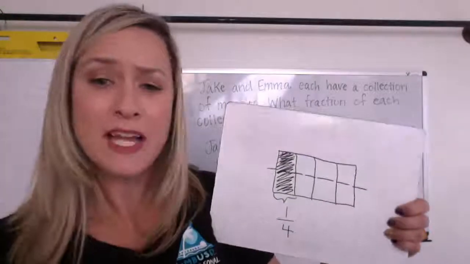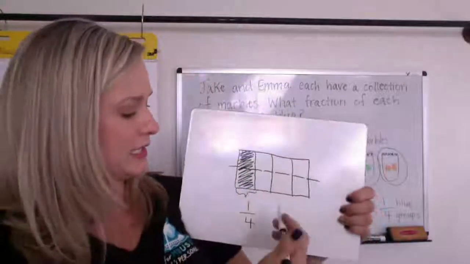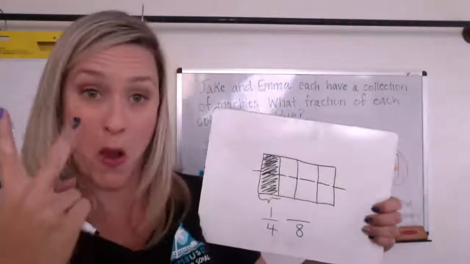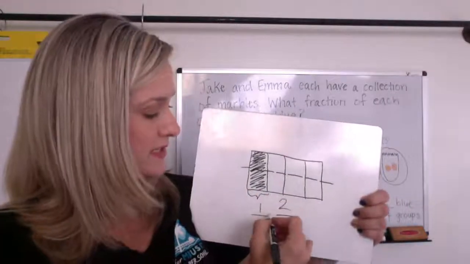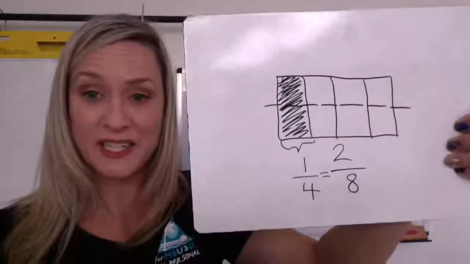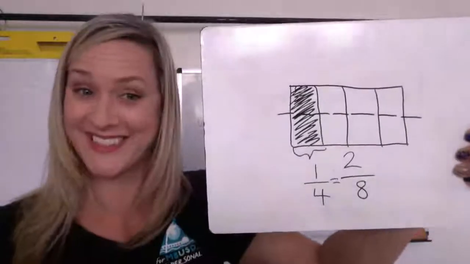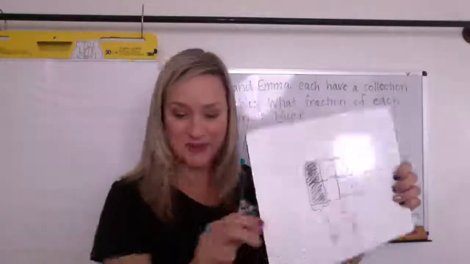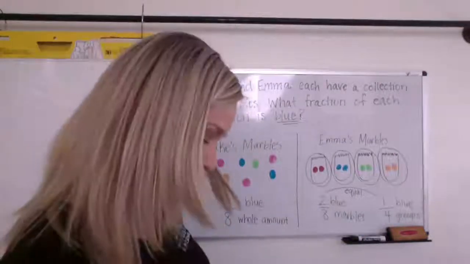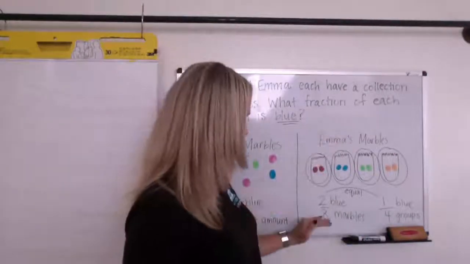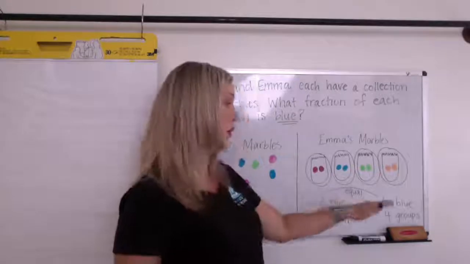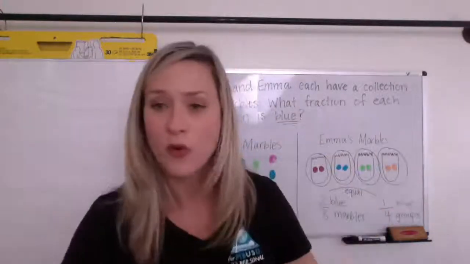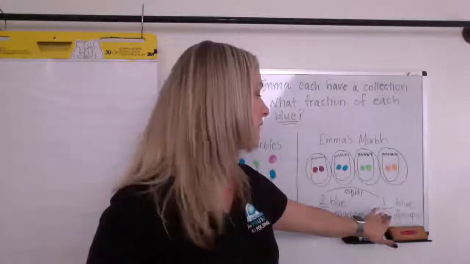But then I broke it into 8 pieces. And now how many of the pieces are shaded? 2. So is 1/4 equivalent to 2/8? The answer to that is, it is. And we proved it with a picture, right? So now we can represent Emma's marbles this way, 2/8, or we call this simplified, simplest form. It's just one blue group out of 4 groups.